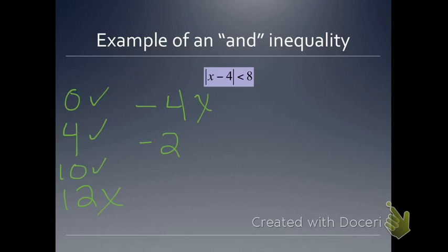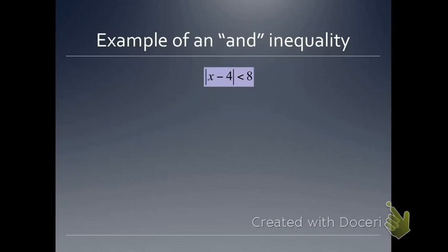If we tried negative 2, we would get the absolute value of negative 6, which is 6, which is less than 8. So we can see there are some values. Negative 4 is too far, positive 12 is too far, but the values in between seem to work. So let's get a more precise answer. So let's think about this. If the number inside the absolute value is anything less than 8, the statement will be correct.